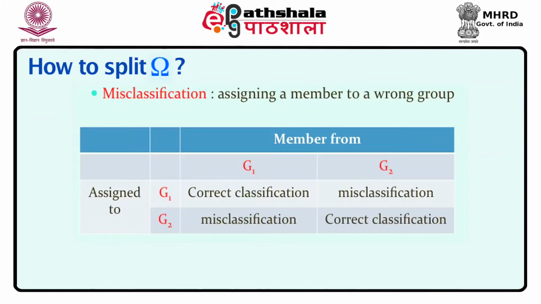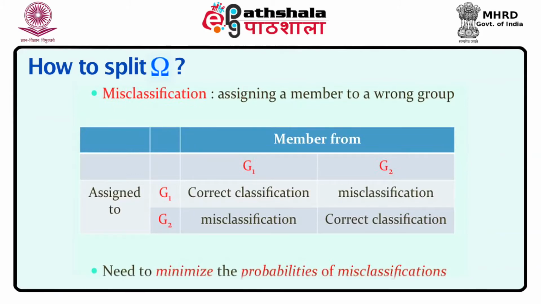So incorrect assigning of an individual is referred to as misclassification. Now what can happen is one of four things. You can have a member from group 1 who is assigned to the first group, and in that case we have a correct classification. You have a member from group 2 who is assigned to the second group, again a correct classification. But if a member from the first group is assigned to the second group, we have a misclassification. Similarly, a member from the second group assigned to the first group is a misclassification. So what we need to do is minimize the probabilities of these misclassifications. The chance of misclassification should be as small as possible, so you choose R1 and R2 in such a manner that these misclassification probabilities are as small as possible.